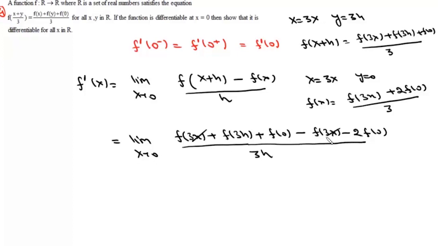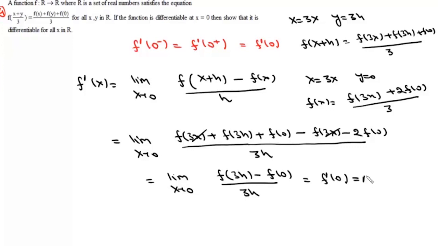Now f(3x) will cancel, so we can write this as this limit h tends to 0, f(3h) minus f(0) upon 3h, which is nothing but f dash 0, which is some constant, say a. Now this f(x) is ax plus b. So this function, if it is differentiable at 0, it is differentiable for all x belongs to R.